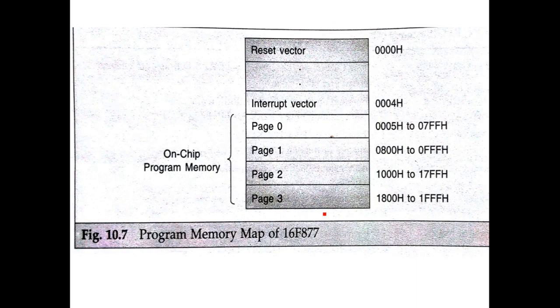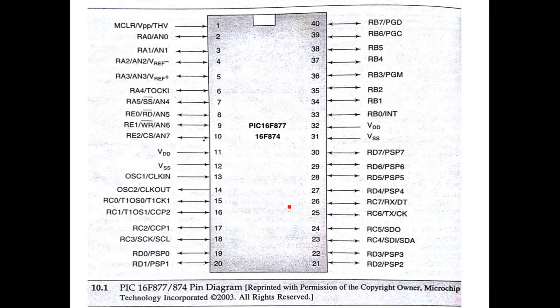Okay, so if you consider this IC, then out of 40 pins, 33 pins are carrying ports. You can say most of the pins are carrying ports: RA4, RA5, RE0, port E. And this is port C, RC2, RC3. This is port D, right? This is port C. So most of the pins are used for carrying the IO ports.